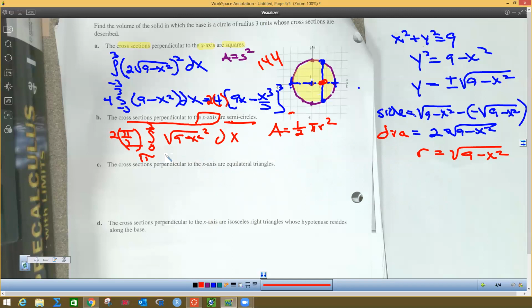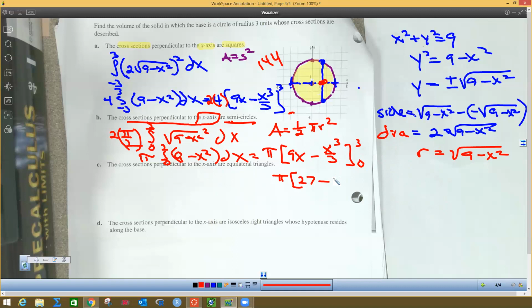Okay, and then I've got the integral from 0 to 2, and the square root cancels. So I got 9 minus x squared dx. Okay, and then I'm going to leave my pi out front, and then I'm going to get 9x minus x cubed over 3, and that's going to be from 0 to 3, and you plug the 3 in up there, and you get 27 minus 9.